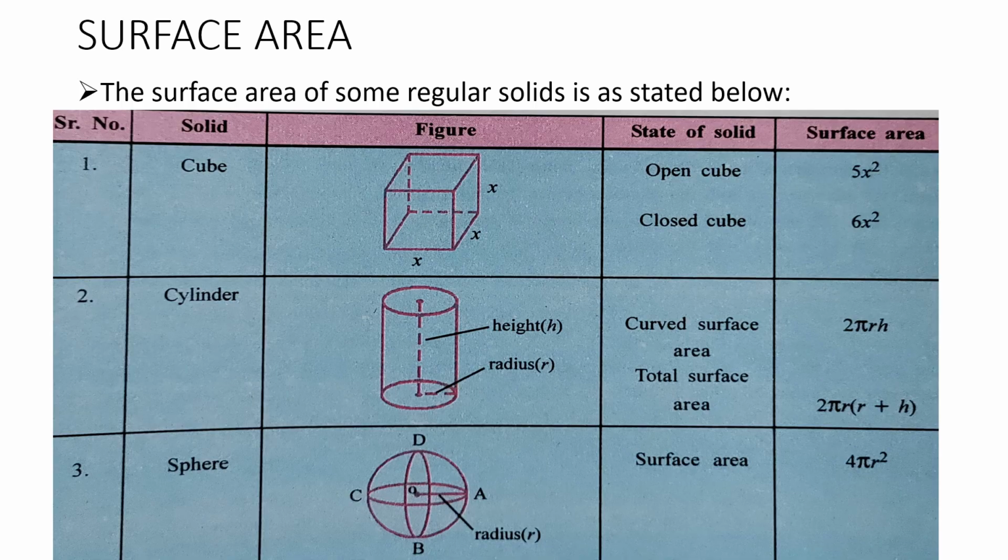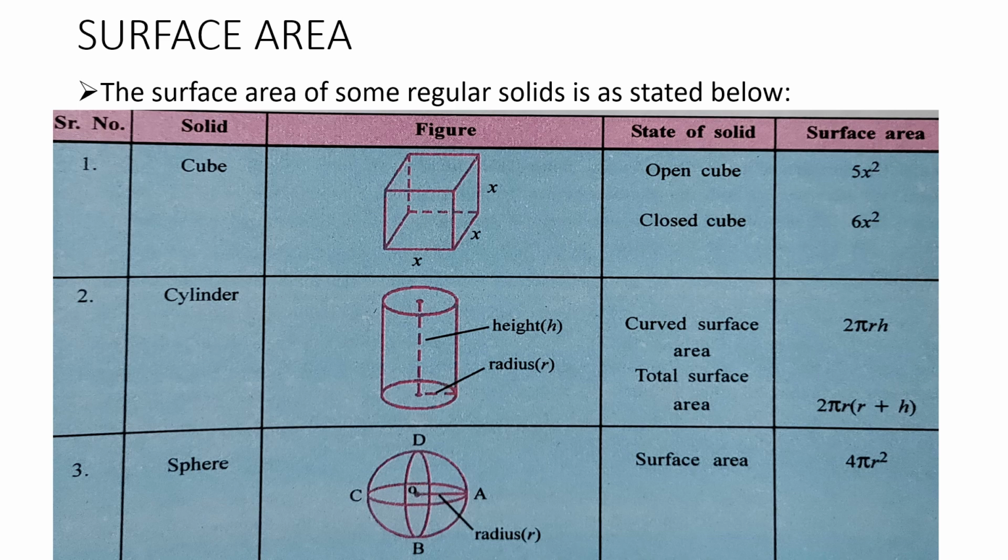Now let us recall some important surface area formulas. First of all, cube. The surface area of an open cube is 5x square and that of a closed cube will be 6x square. Cylinder. The curved surface area is 2 pi rh for the cylinder, and for the total surface area you have to include the area of the top and bottom circles. So 2 pi r square plus 2 pi rh, or 2 pi r into bracket r plus h.